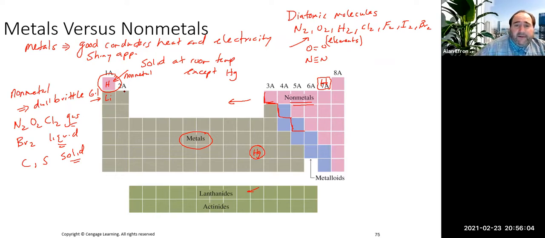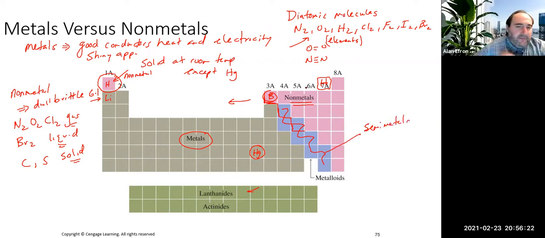In addition, there's this staircase. This is boron. Some books include it, some don't, but this step down here. These guys are metalloids, and they're sometimes called semi-metals as well.